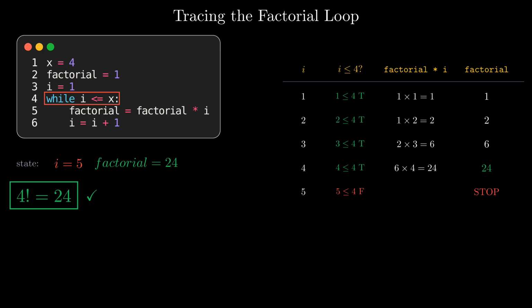The loop variable i controlled the iterations. The running product, factorial, accumulated the multiplication across all 4 passes, 2 variables, 2 distinct roles.